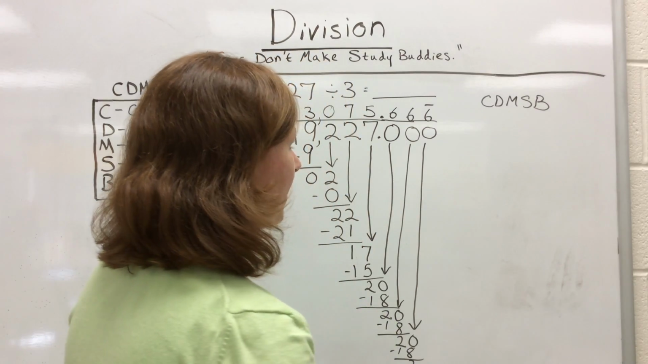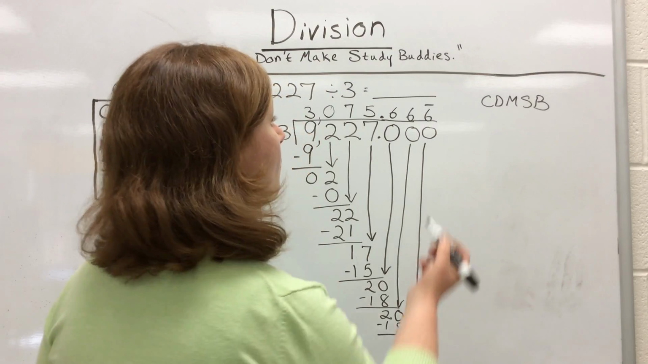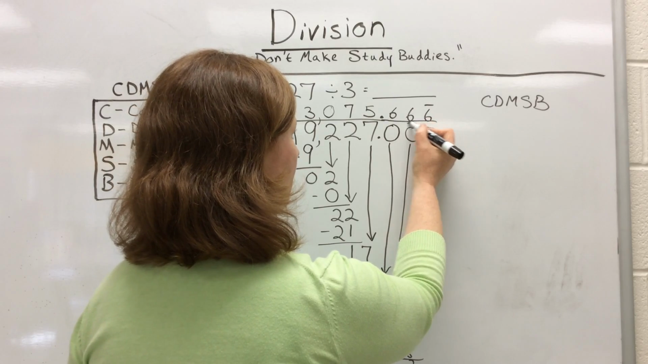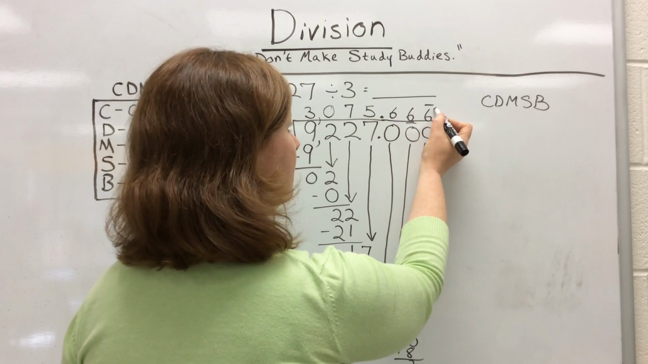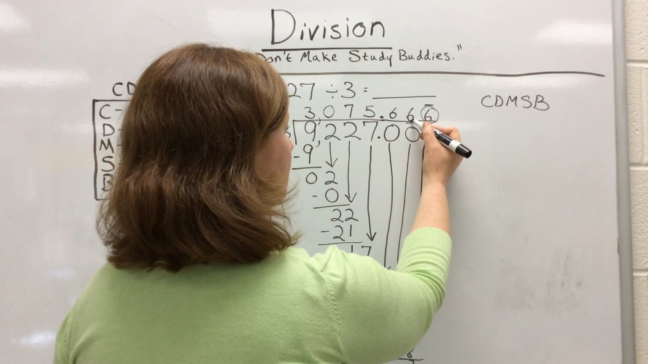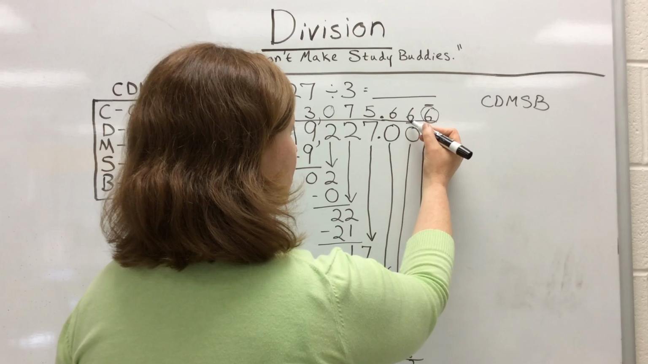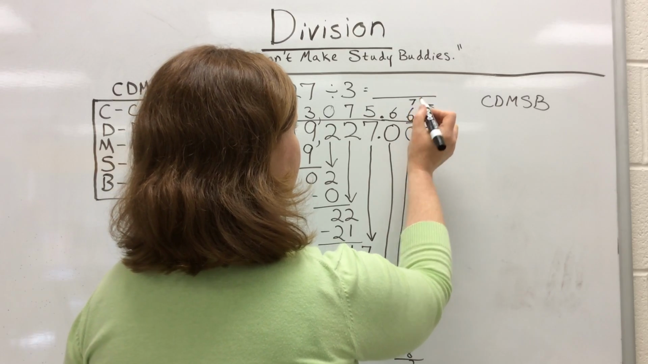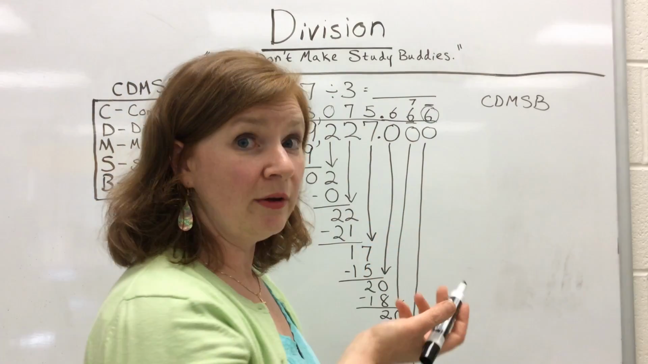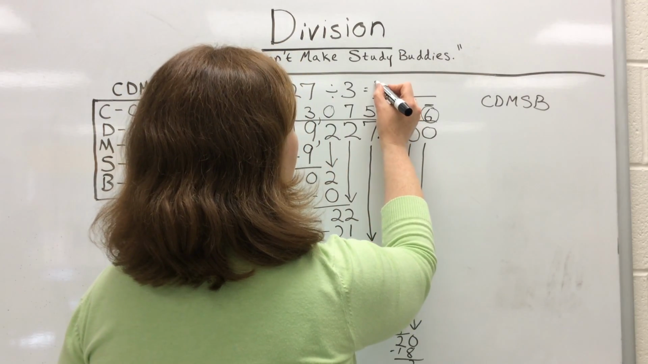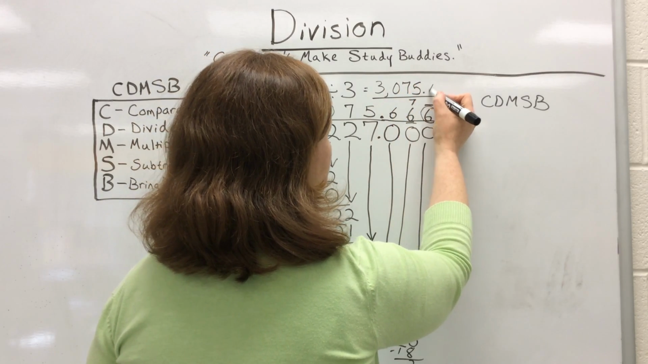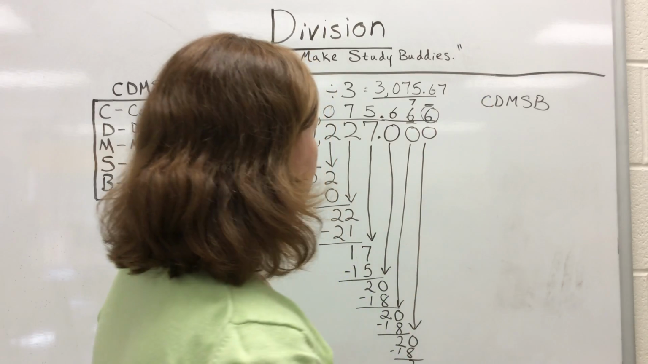My other choice is to round my answer, and I'll round it to the nearest hundredth. So I'll underline the hundredths place and circle the next digit. This digit tells me to give this digit a shove. 5 and above, give it a shove. So 6 would become a 7, and everything else would stay the same. So in this case, my rounded quotient will be 3075 and 67 hundredths.